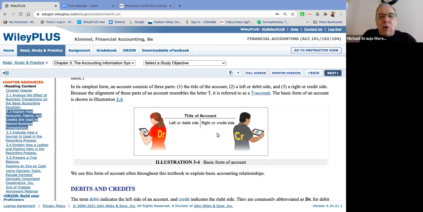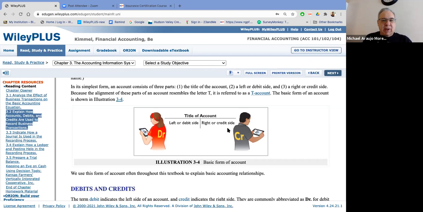Okay. So for asset accounts like cash, supplies, prepaid insurance, equipment, the left side or the debit side of all of those accounts are where we put the numbers if we have more of it. The right side or the credit side of the account is where we put the numbers if we have less of it. So that's how assets work. And you're going to see this over and over again.